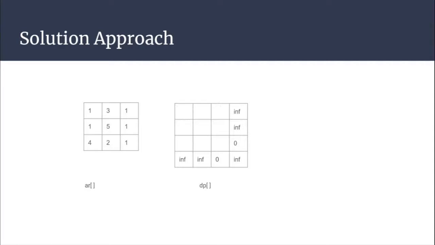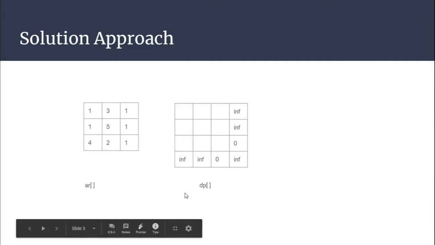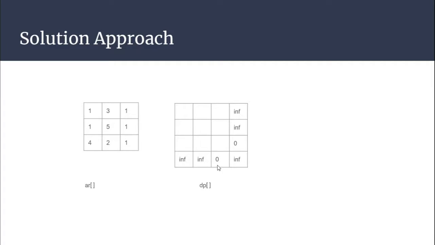To solve this problem, we'll be taking a DP array of size n plus 1, m plus 1. That is one extra row with one extra column. Now fill the whole extra row and extra column with infinity. Infinity means a bigger number such that none of the paths can cost as much as infinity.